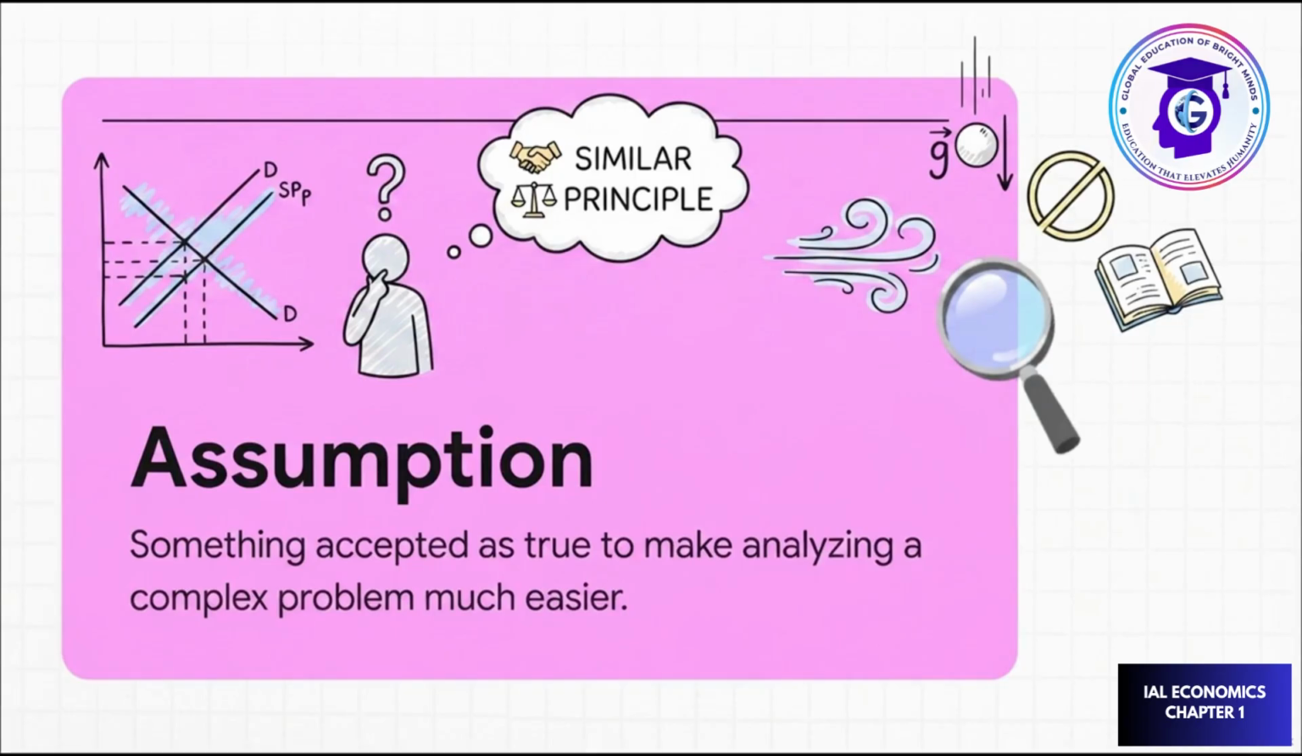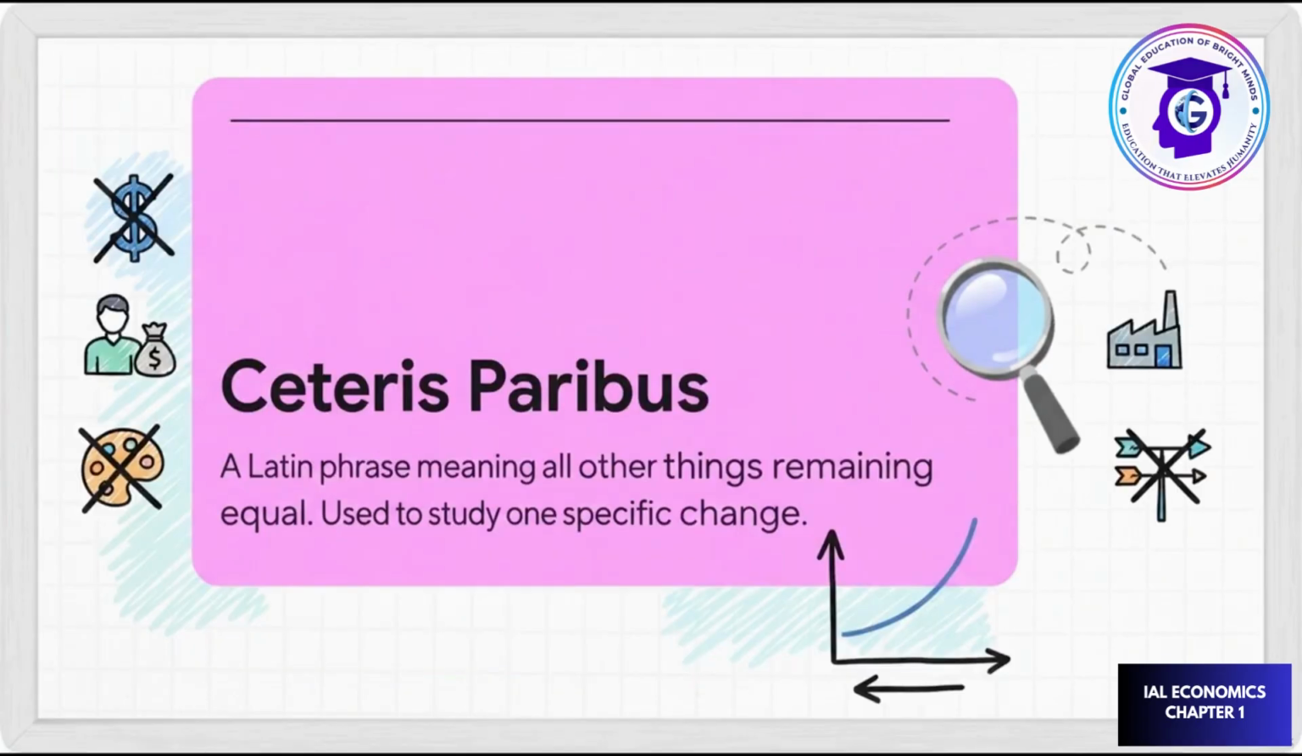distracted by the noise. And that leads us directly to the most famous assumption in all of economics, ceteris paribus. This is a Latin phrase that means all other things remaining equal. When economists use this, they're holding all other factors constant so they can study the effect of just one specific change. So, the crucial point is this.